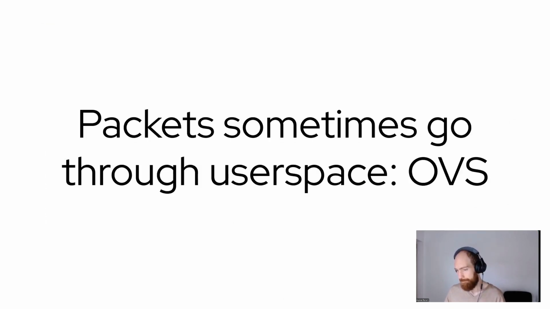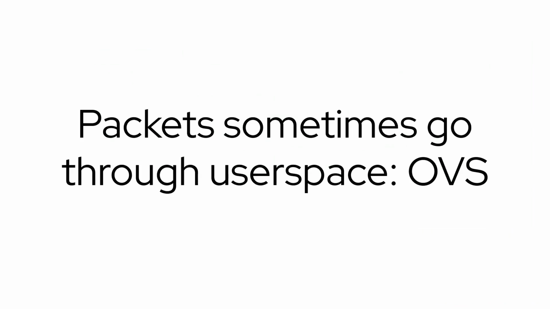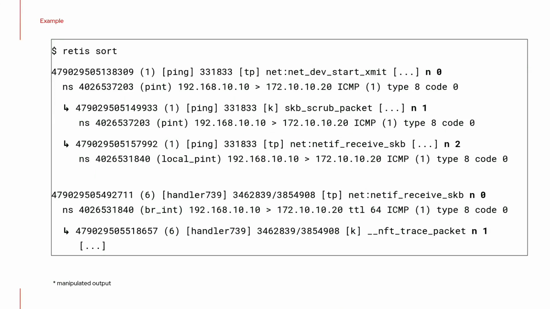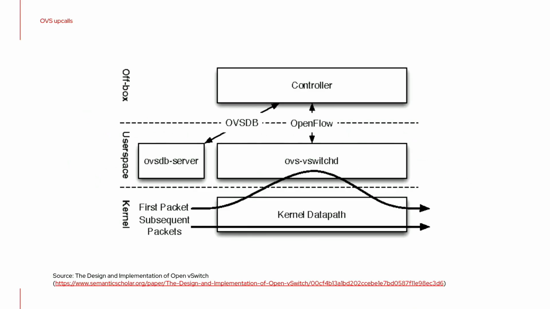Okay. So remember the gap in the previous output, the gap there. Essentially, Retis thought there were two packets, but we only sent one of them. So let's dig into what happened there. First, we need to understand how OVS works. This image from an early paper shows it very clearly.